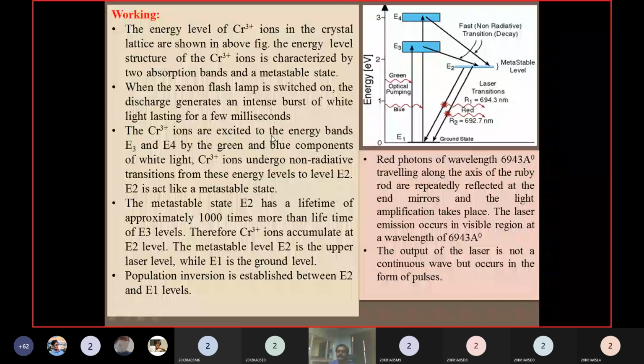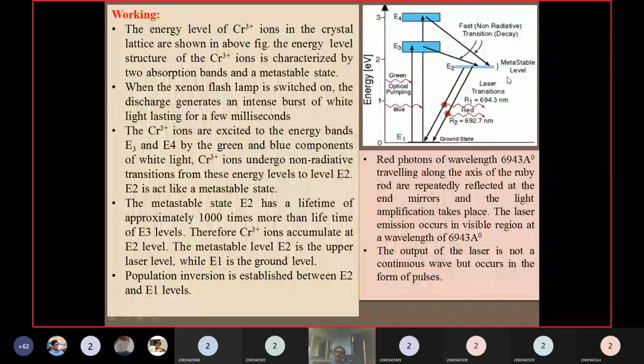From E4 to E2 as well as E3 to E2, non-radiative transition takes place. What is the reason for non-radiative transition? I said that there are some selection rules for radiative transition. Those selection rules are not followed here.